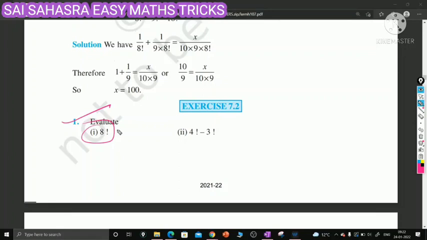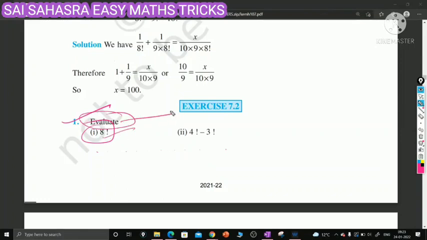8 factorial means how to write 8 factorial? 8 into 7 into 6 into 5 into 4 into 3 into 2 into 1. Start from 8 and end up to 1. All multiplication you do. Not sum, product of the first 8 natural numbers. You write like that: 8 factorial is equal to 8 into 7 into 6 into 5 into 4 into 3 into 2 into 1 and multiply all those. That getting answer will be the value of 8 factorial.